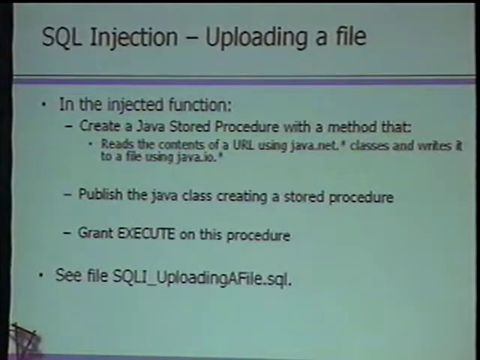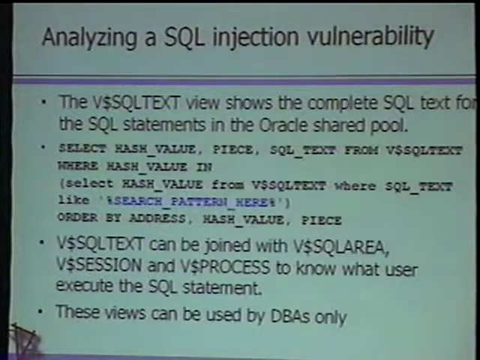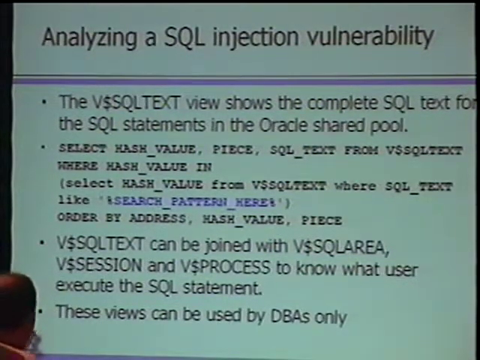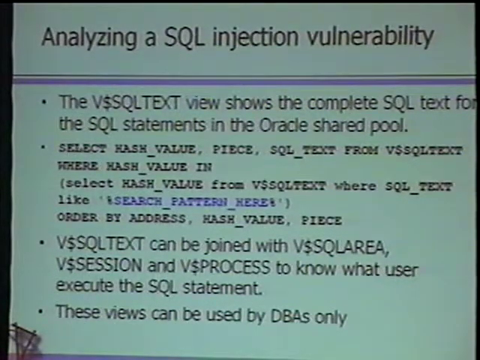Also, another exploit can be done that uploads a file to the server, similar to the previous one, using the Java Net classes. And well, publishing the procedure and granting execute privilege on it. Now we will see a method that will allow us to view the vulnerable code of the Oracle packages.